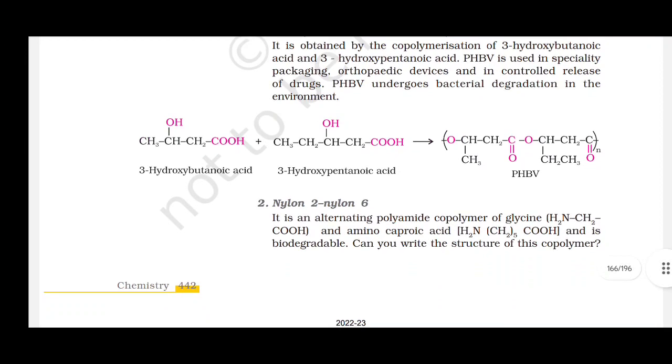Second, nylon 2, nylon 6. It is an alternating polyamide copolymer of glycine and aminocaproic acid and is biodegradable. Can you write the structure of this copolymer?